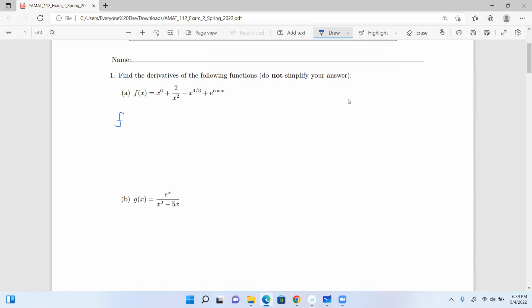So we're just going to do this term-wise. We're going to differentiate each term individually. So the derivative of 6x to the 6th is going to be, by the power rule, 6x to the 5th. Well, first of all, let me just rewrite this a little bit so it's easier to differentiate. I'm going to rewrite this second term as x to the negative second power. So we're going to have to apply the power rule 3 times actually.